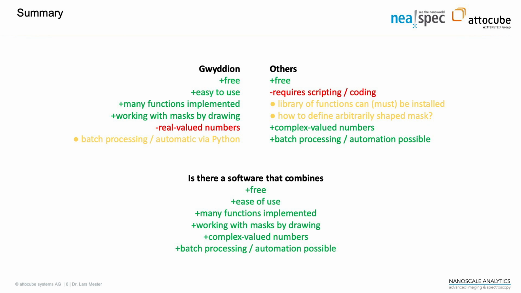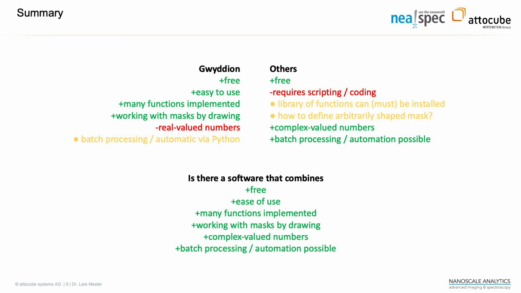What I like a lot, and I think it's very helpful, is to work with the masks just by drawing on the image to include or exclude certain areas. These are the pros of Gwyddion, but we cannot use real-valued numbers, which I understand for some samples is a problem. In yellow, it's written, Gwyddion can be used for batch processing of a lot of images, and also it can be done in an automatic way if you use Python. So it's not really user-friendly anymore.